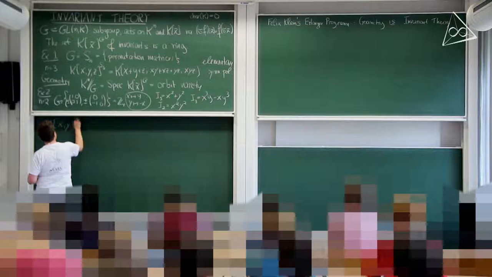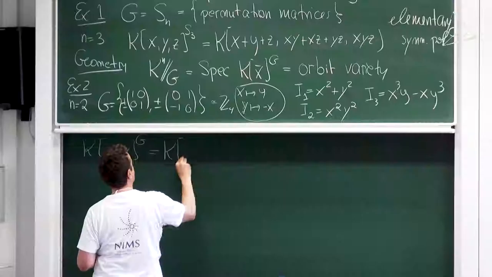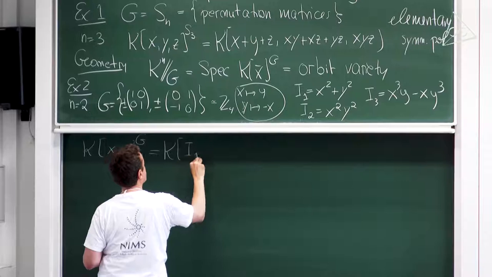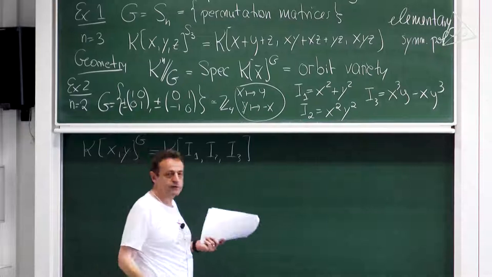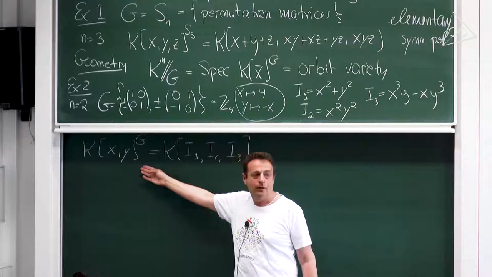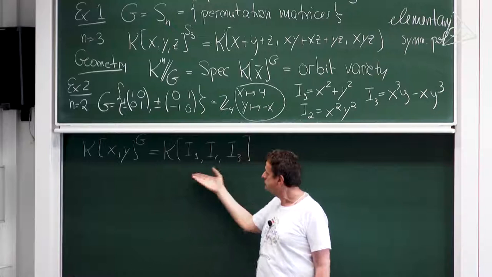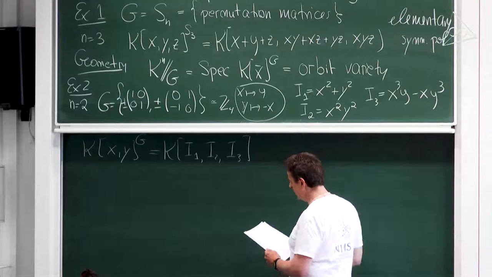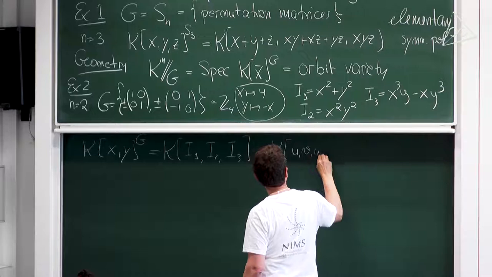So I claim that the ring of invariants is generated by these three. Certainly the algebra generated by these three things consists of invariant polynomials, but the meat is the converse. If you come up with any polynomial that's invariant under a 90 degree rotation, then I claim you can write it non-uniquely in terms of I1, I2, I3. Why non-uniquely? Well, because there's a second problem, namely the implicitization problem discussed a month and a half ago, which asks what are the polynomial relations among I1, I2, and I3?